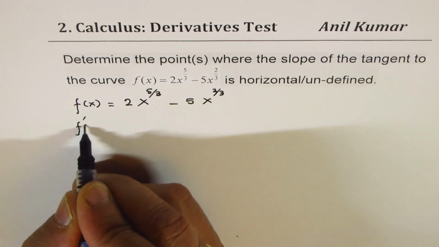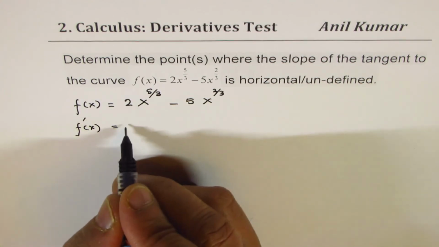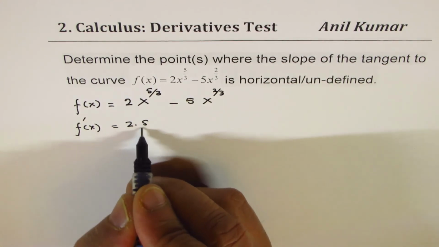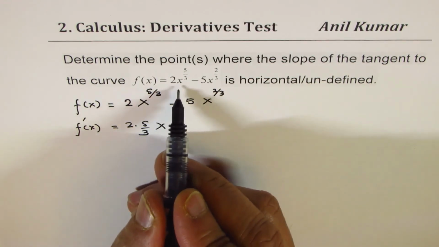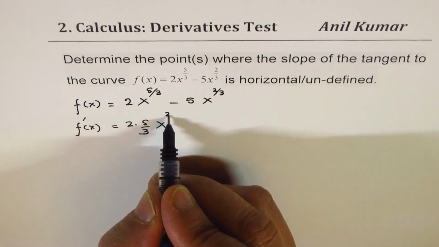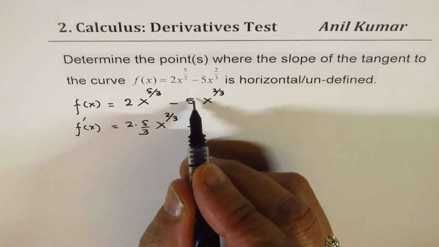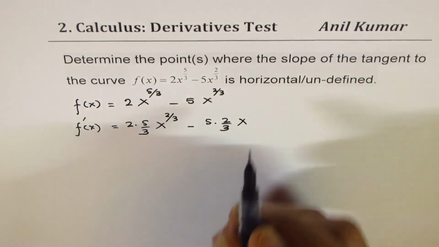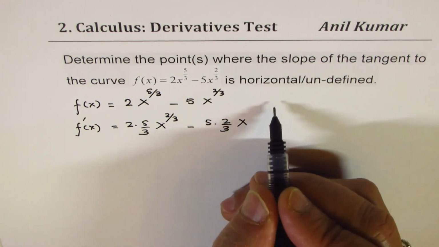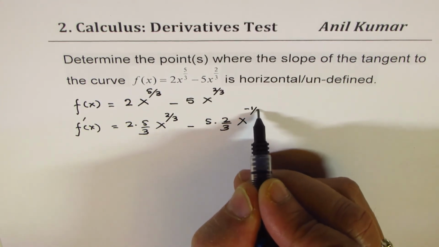So the derivative will give us the slope of tangent line, which is 2 times 5 over 3 x to the power of 5 over 3 minus 1, which is 2 over 3, right? Minus 5 times 2 over 3 times x to the power of 2 over 3 minus 1, which gives us minus 1 over 3, right?